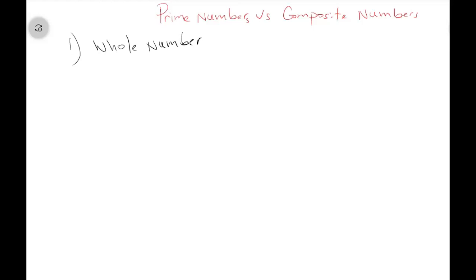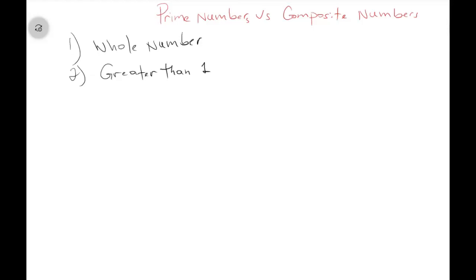So when I say a whole number, that simply means it cannot be a fraction, it cannot be a decimal. The second thing you need to ask is if the number is greater than 1. So the number has to be greater than 1.